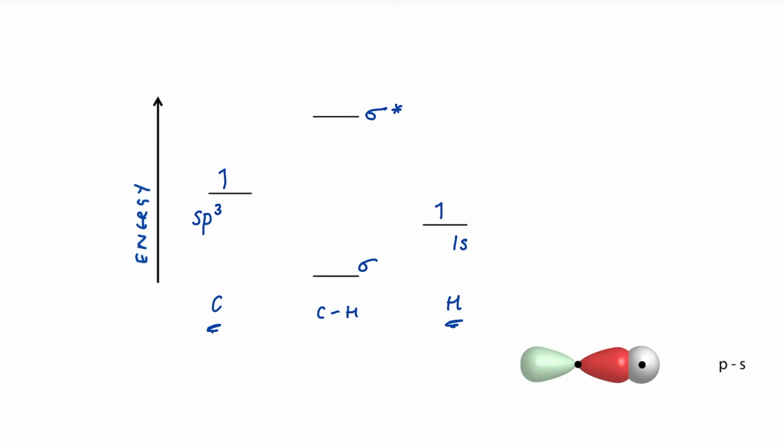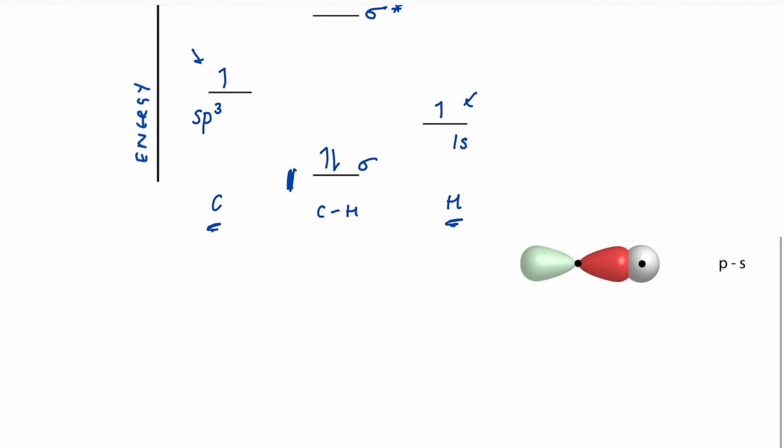And in this case, I've got 2 electrons to put in this bond, one from the 1s, one from the sp3, and they would both go into the sigma bonding orbital. And you'll note that it's lower energy, so we have a more stable form. It is preferential for carbon and hydrogen to be bonded than not bonded in valence bond theory.